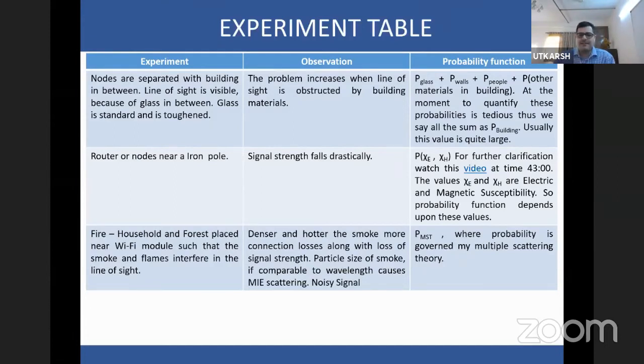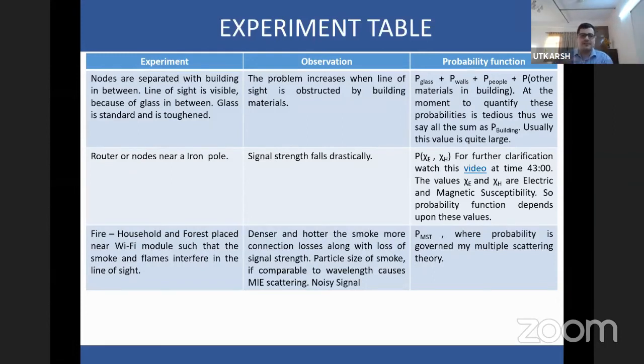So P glass, P walls, P people, and P of other materials in the building. At the moment, quantifying these probabilities is tedious, thus we say that all of them sum up as P building. Usually this value is quite large. So it is expected that if you have one drone at one side of the building and the other on the other side of the building, the communication will be a lot of problem. So it's better to have communication around the building.